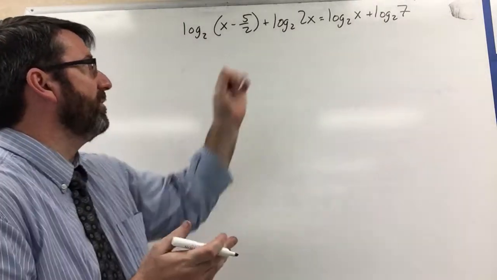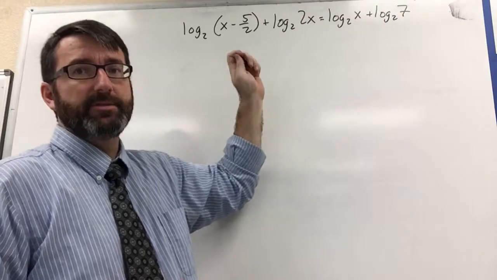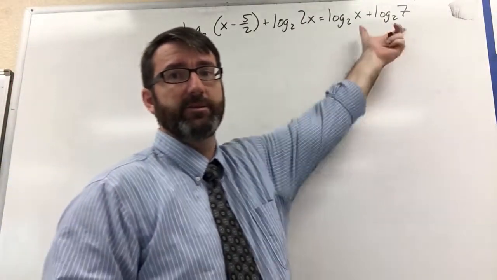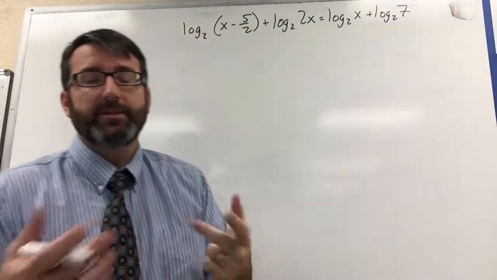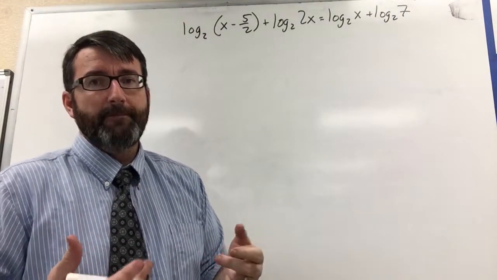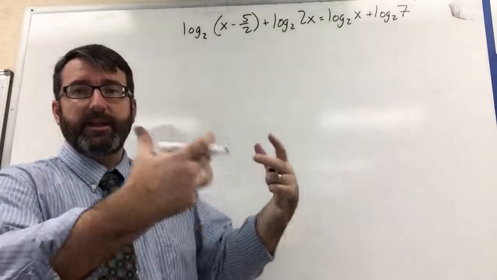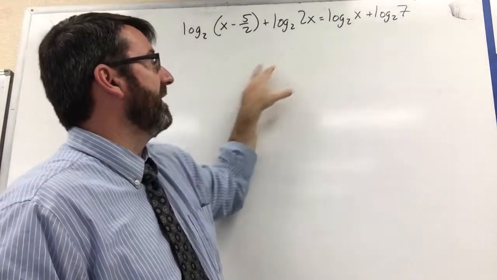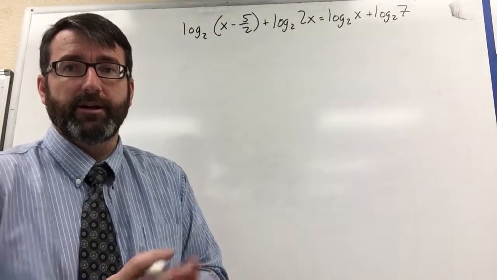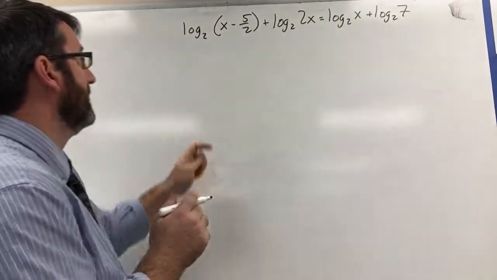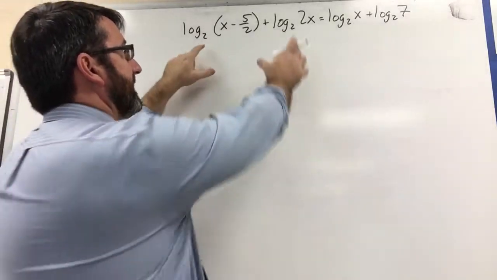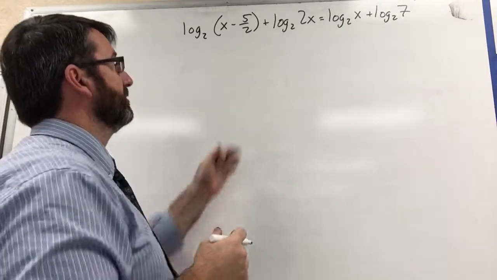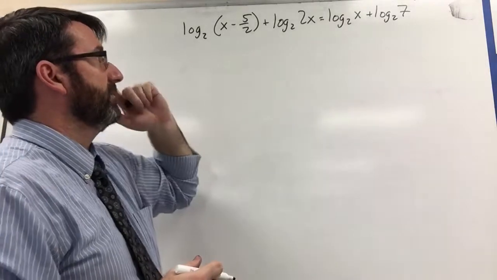All right, so what we want to have happen here is we want to have log base 2 of something on this side equals log base 2 of something on this side, so that we can use the one-to-one property of logarithms to just get rid of the logs and we'll be down to just a generic algebra problem. So what we need to do first is condense these into one logarithm on either side of the equal sign.